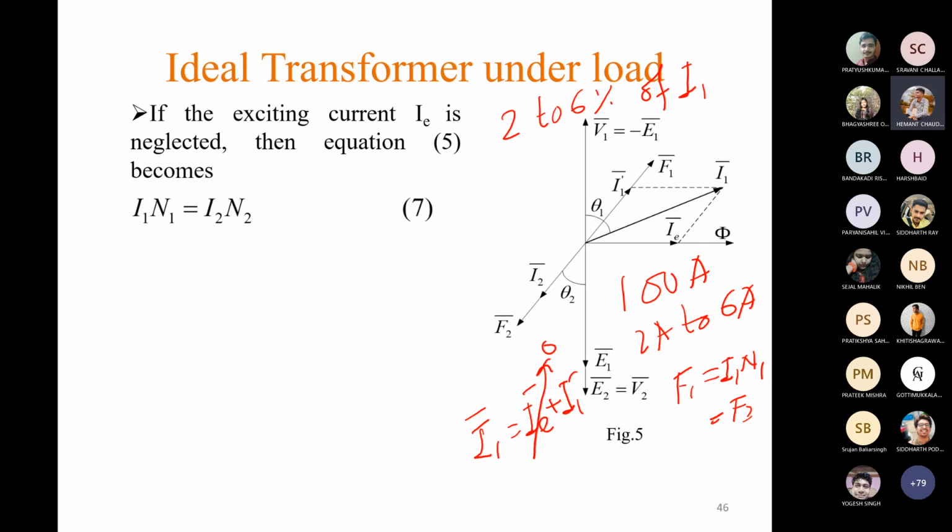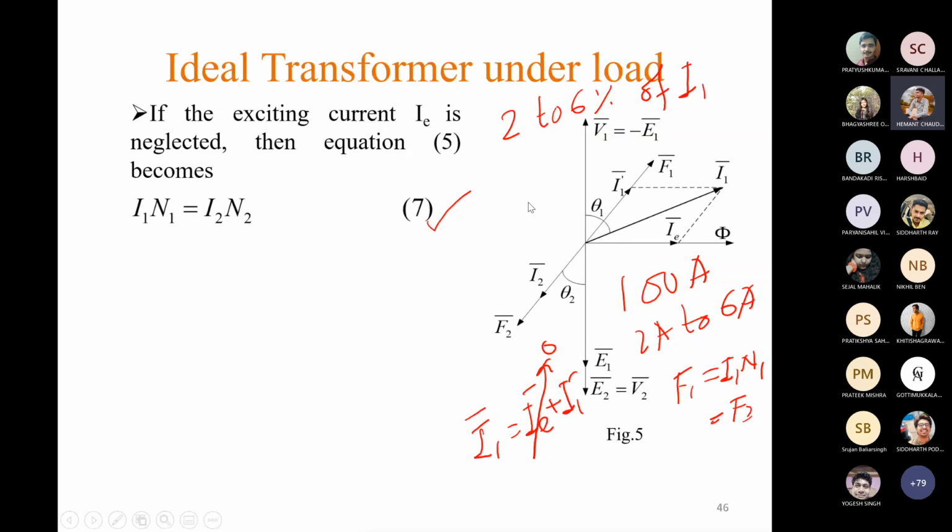Most of the part of I1 is the load component. So that is why this F2, which is I2 N2, can be taken approximately equal to the primary current I1 N1. Though I1 is greater than I2, the difference is only due to exciting current, which has a very low value with respect to the rated current I1. Therefore, we can write this equation.